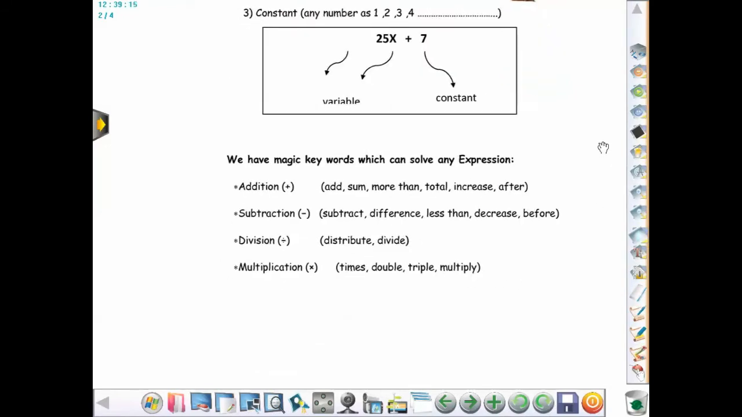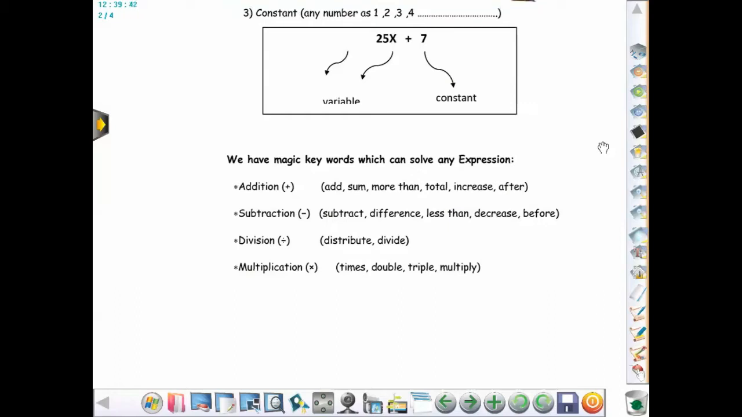We have magic keywords which can solve any expression. If we find in our sentence the word add, sum, more than, total, increased, or after, which means we will use addition operation. If we have subtract, difference, less than, decrease, before, which means we will use subtraction operation.